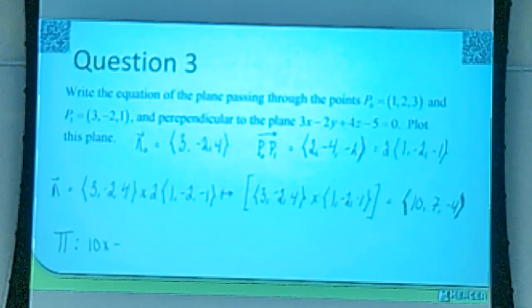The 10x plus 7y minus 4z plus d. No good jokes. Okay. Negative 10 times 3 is negative 30. Minus 7 times negative 2 would be positive 14. So 30 minus 14 is 16, and it's going to be negative, negative 16. Minus negative 4 times 4 would be positive 16, right?